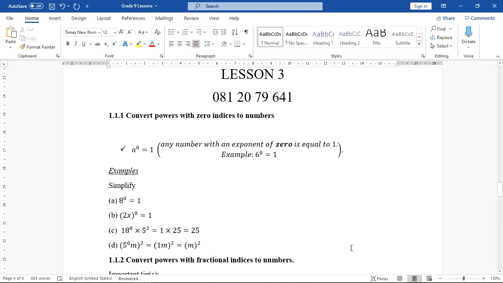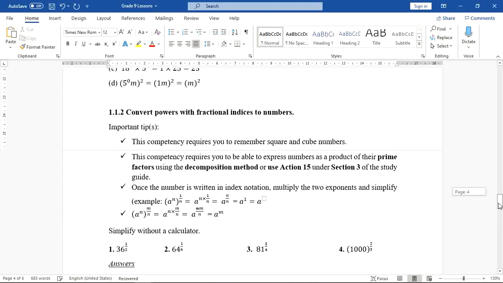Alright, let's go to the second part of the video. In the second part, I'm going to show you how to simplify powers with fractional indices to numbers. In this objective, you must remember your square numbers and their square roots, cube numbers and their cube roots. This competency requires you to be able to express numbers as a product of their prime factors, something that you did in grade 8, otherwise known as the decomposition method, or you can use your calculator.